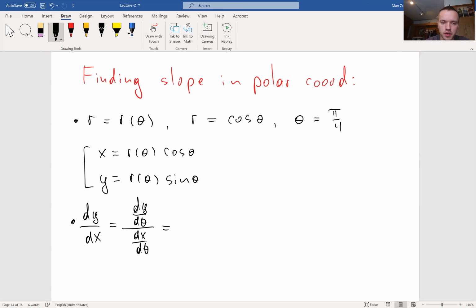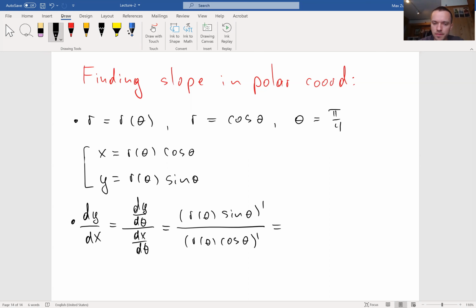So in other words, we ask to find the derivative of r(theta) sine theta on the top, and derivative of r(theta) cosine theta on the bottom. But derivative of the top, I'm going to use the product rule. It's going to be r prime(theta) sine theta plus r(theta) cosine theta. And derivative on the bottom is going to be r prime(theta) cosine theta minus r(theta) sine theta.